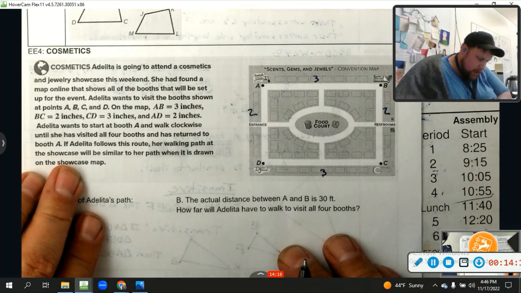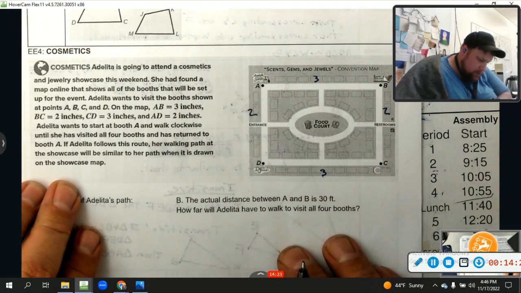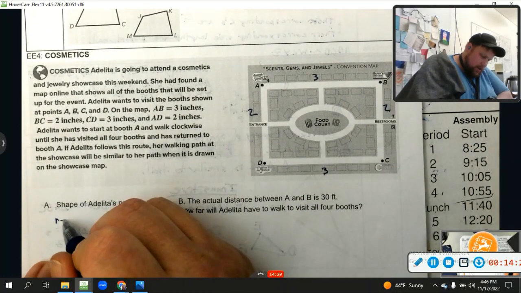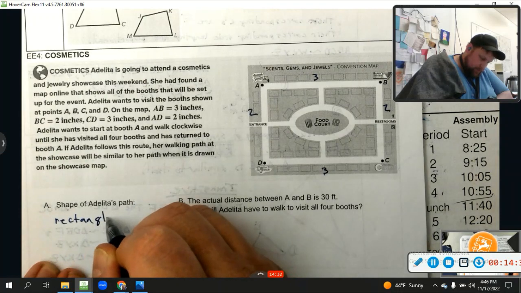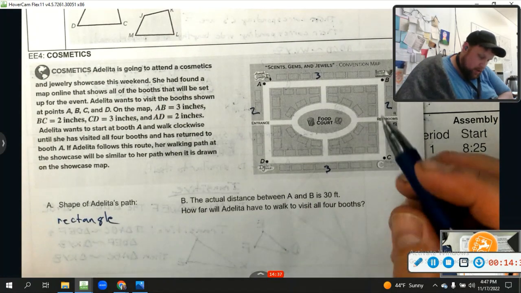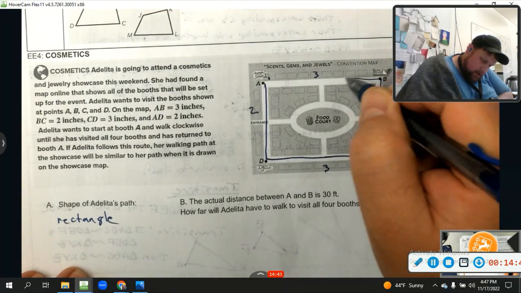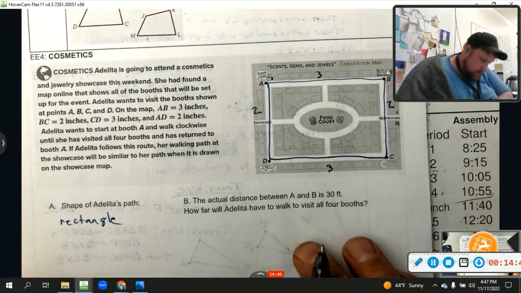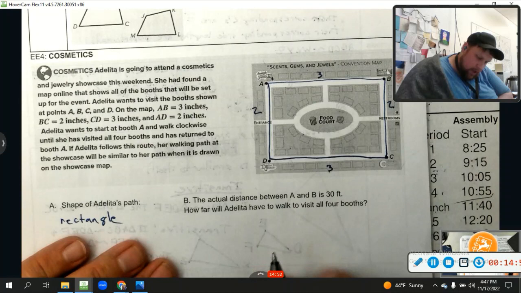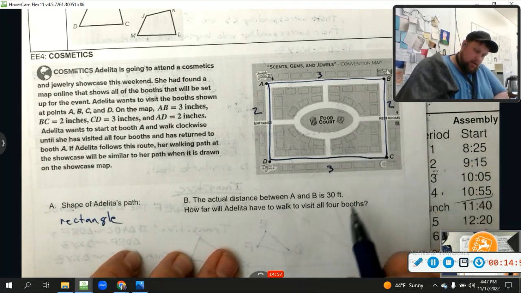The actual distance between A and B is 30 feet. How far will Adelita have to walk to visit all 4 booths? Okay. Well, if it's actually 30 feet, then let's see what I know. Well, we know that 30 over 3 equals 10. So this is a scale factor of 10, and we're going from inches to feet. So that means I need to multiply each of these by 10, or you know what I can do? I can simply add them together.